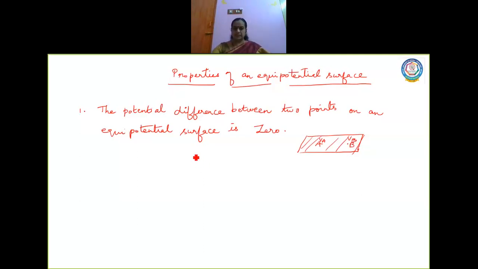What is the potential difference between these two points? It is VA minus VB. Now as I said, in an equipotential surface, how about the value of potential? I said the potential remains the same. So in an equipotential surface, VA is equal to VB. So what will be the potential difference? Hence the potential difference should be 0.